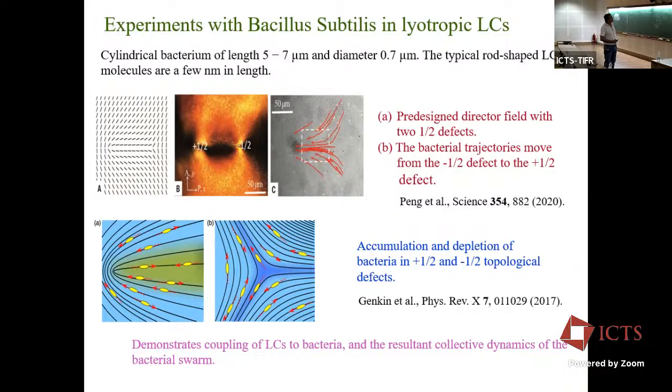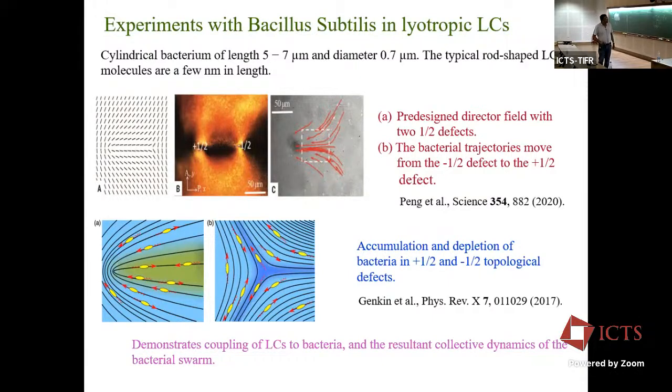In this case, the designated configuration is what I was mentioning earlier. There's a plus half defect there and a minus half defect out there, and then that's the rest of the system, basically. It's like having a vortex and a semi-anti-vortex. What do the bacteria do? Well, that's the picture of the bacteria. At the end of the day, what the bacteria do is they move from the minus half defect, which is this guy, to the plus half defect, which is this guy. So that was the experiment of Peng et al.